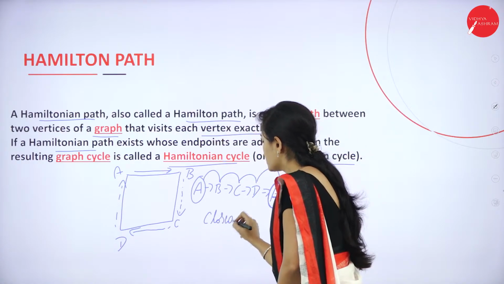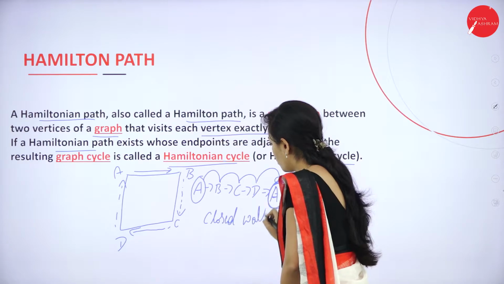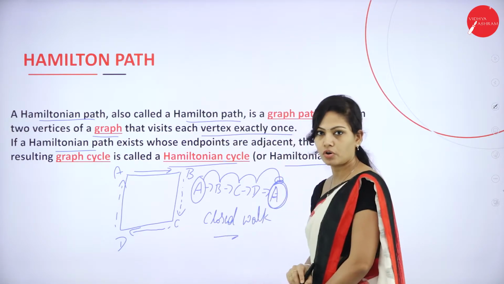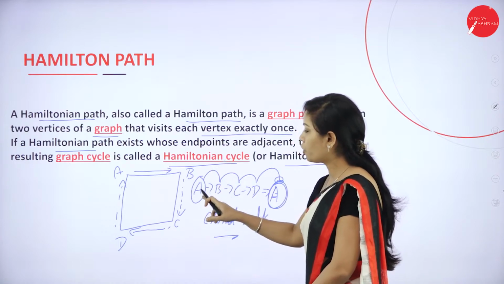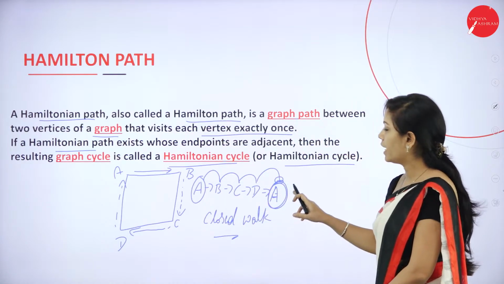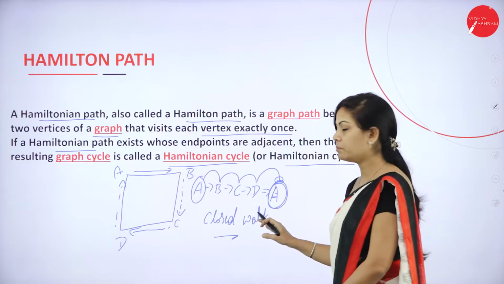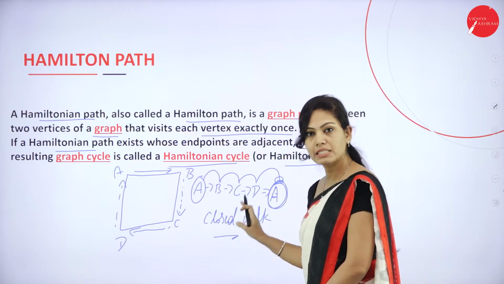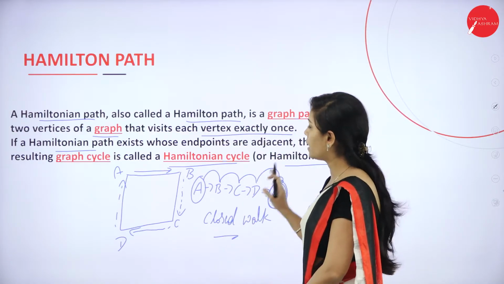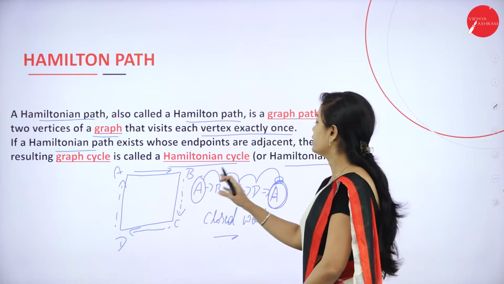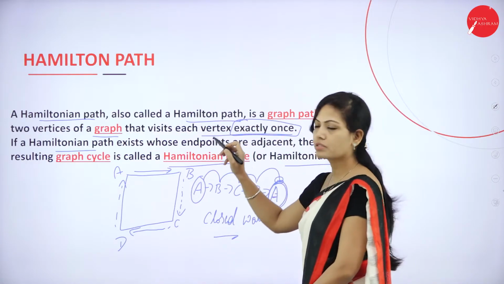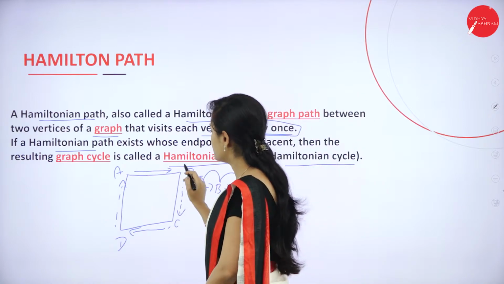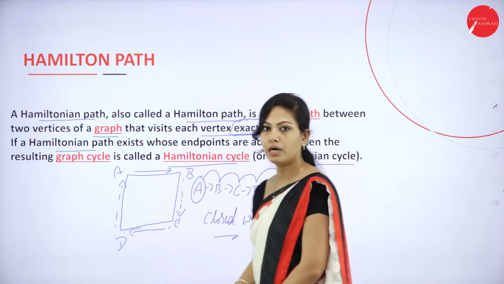In my previous session, I discussed open walk and closed walk, right? In a closed walk, the starting vertex and ending vertex should be the same. Then it is considered a closed walk. So, this Hamilton circuit is a closed walk and it visits each and every vertex exactly once. Clear? This is an example for a Hamilton path.